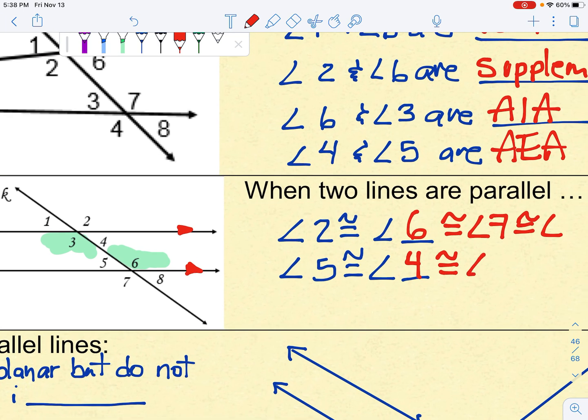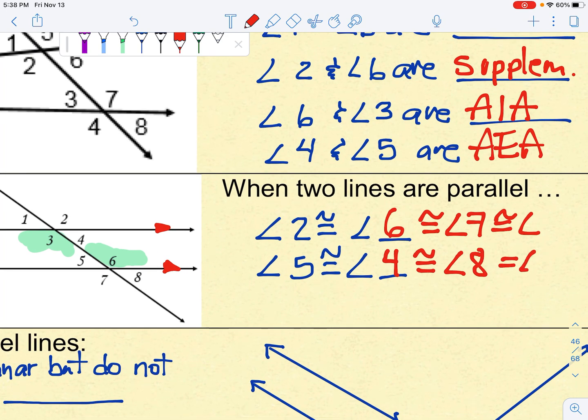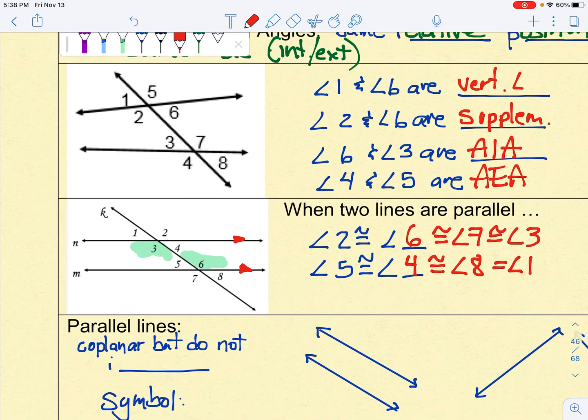It also is congruent to angle 8 because of vertical angles. And then angle 1. All right? So we've got these neat little relationships going on when we have parallel lines cut by a transversal.